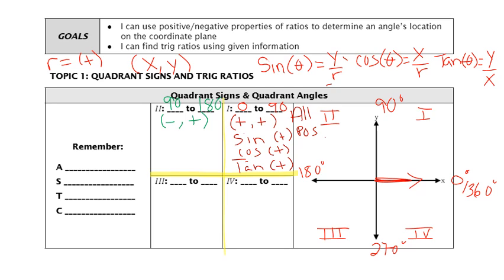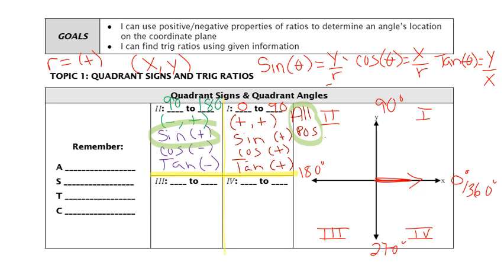So how it works out is in quadrant 2, we would have that sine is positive, cosine is negative, tangent is negative. So basically, in this quadrant, sine is the only one that's positive.